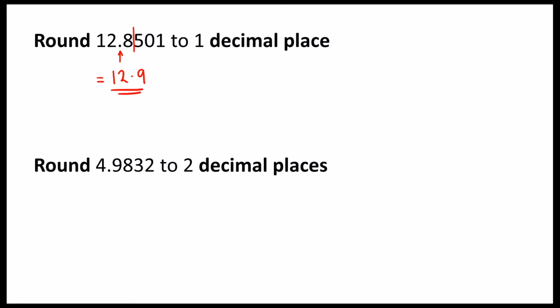For my second example, I'm asked to round 4.9832 to 2 decimal places. So again, I find my decimal point, and this time I need to chop it off after my second decimal value, that's after the 8. This time, looking to the right of my line, I can see I've got a number 3, and that is not 5 or more, so I can simply leave my answer as 4.98. I don't need to round it up.